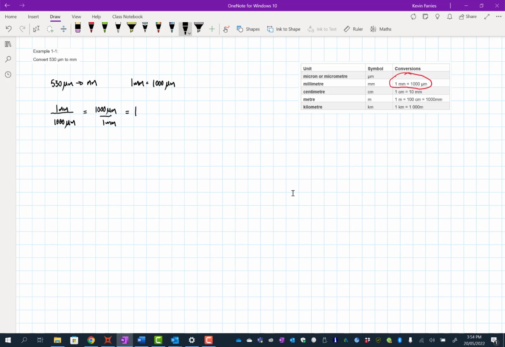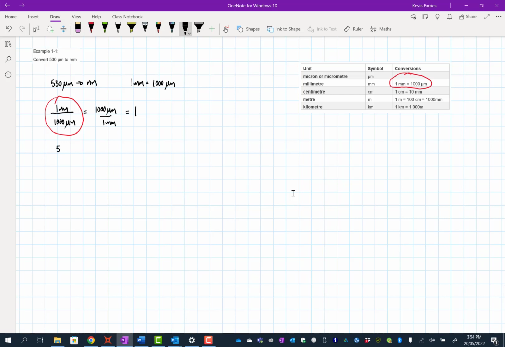So what we can then do is choose one of these and multiply 530 microns by that, and that'll help us figure out which conversion factor to use. Now we want to get rid of microns, so basically we want to divide by microns. We want those things to cancel out, so we want to use this one. If we're converting from millimeters and turning it into microns, we'd use the other one.